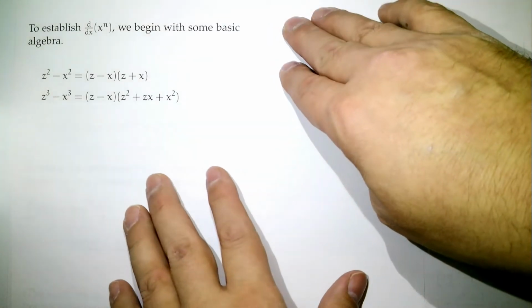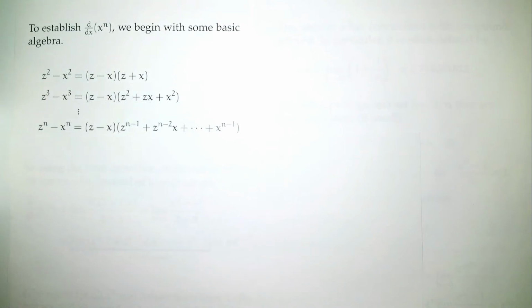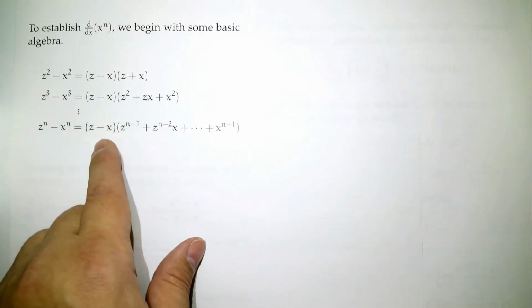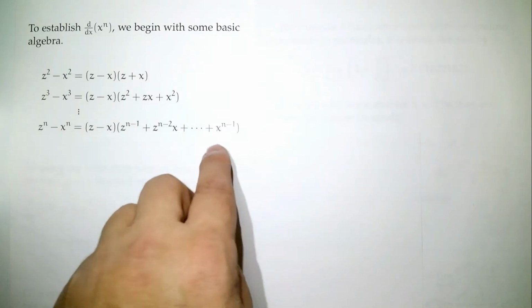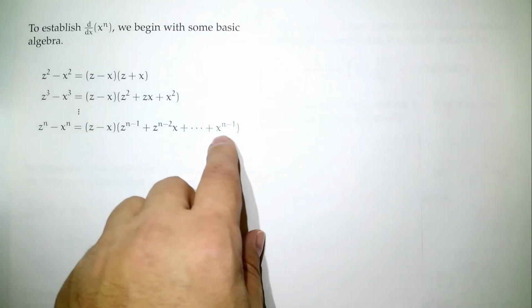But you can keep going. It turns out you can talk about any difference of powers. So if I have z to the n minus x to the n, and here I'm going to assume n is a whole number, and I know that you want to have an arbitrary number, but right now I'm thinking of n as like 1, 2, 3, 4, and so forth, one of the counting numbers. So it turns out that z to the n minus x to the n can be written as z minus x times this long expression, where you have z to the n minus 1 plus z to the n minus 2 times x plus and so on, plus x to the n minus 1.